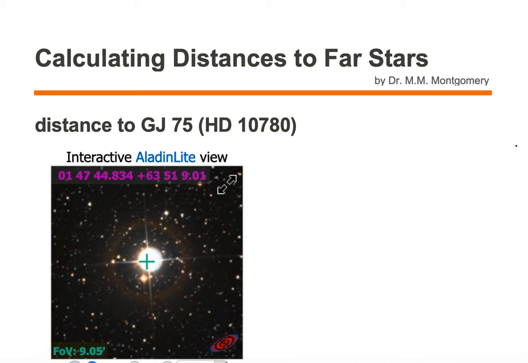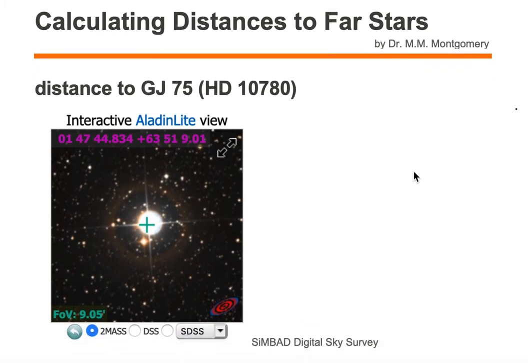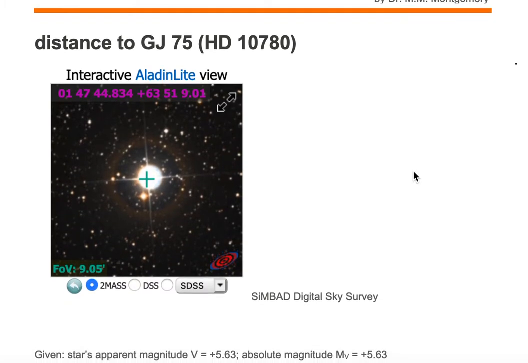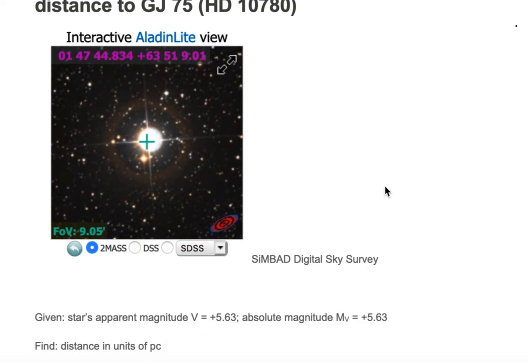We're going to calculate distances to far stars. In this example, we're going to calculate the distance to GJ75, otherwise known as HD 10780. Here is an interactive Aladin Lite view, courtesy of SIMBAD, and it's a Digital Sky Survey object. This object right here that you see with the crosshairs on it is GJ75.